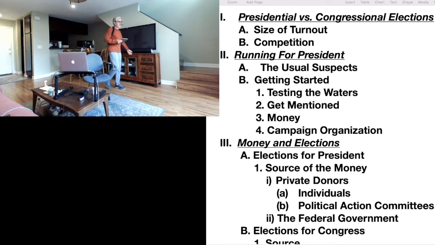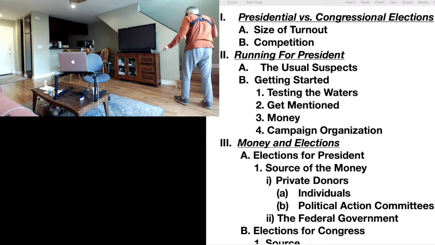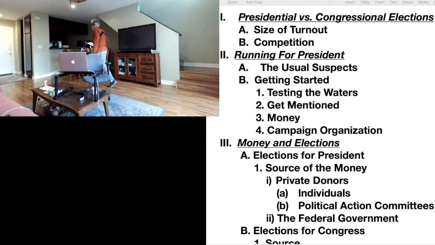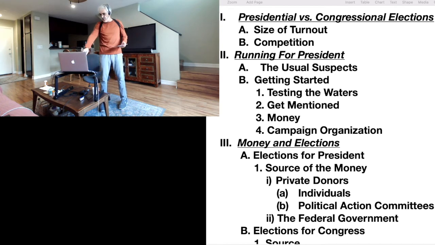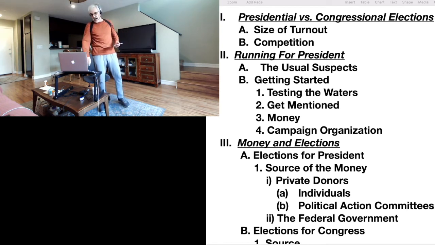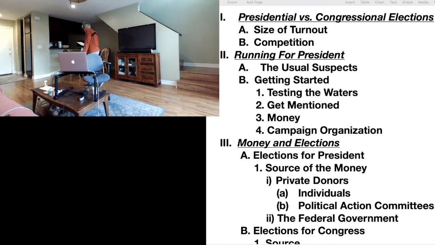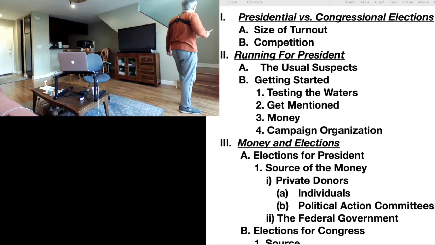In early 2015, there were approximately 7,220 political action committees. So that is one source of money for presidential elections. The second source of money under small ii, the federal government, okay? The federal government. Write it down. During the primary election, the federal government runs a matching funds program.